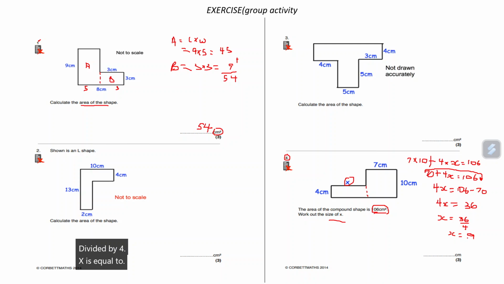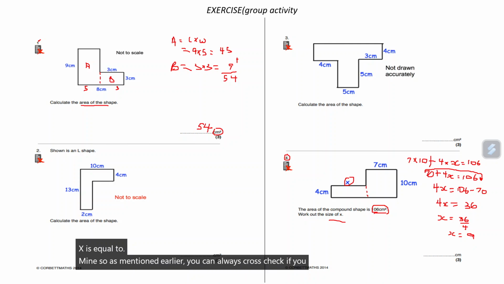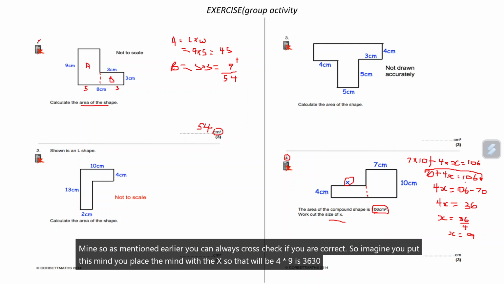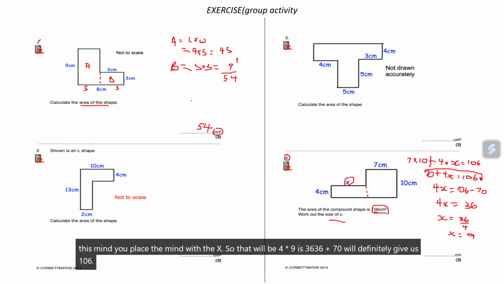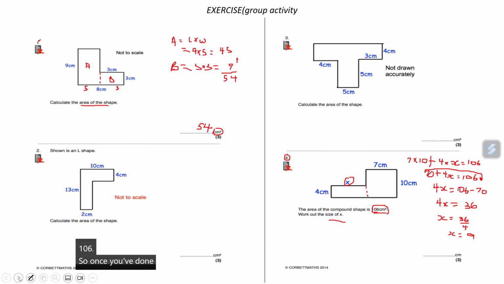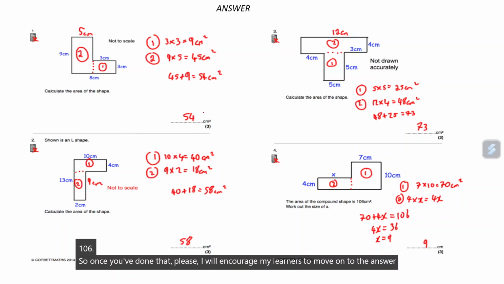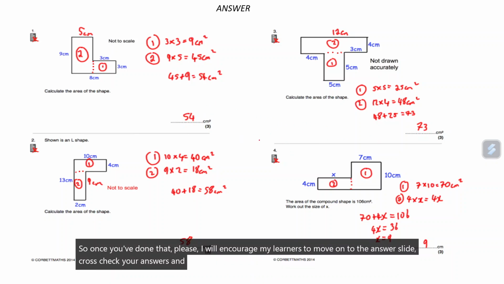So as mentioned earlier, you can always cross-check if you are correct. So imagine you replace the x with this 9. So that will be 4 times 9 is 36. 36 plus 70 will definitely give us 106. So once you've done that, I will encourage my learners to move on to the answer slide. Cross-check your answers and please do that honestly.